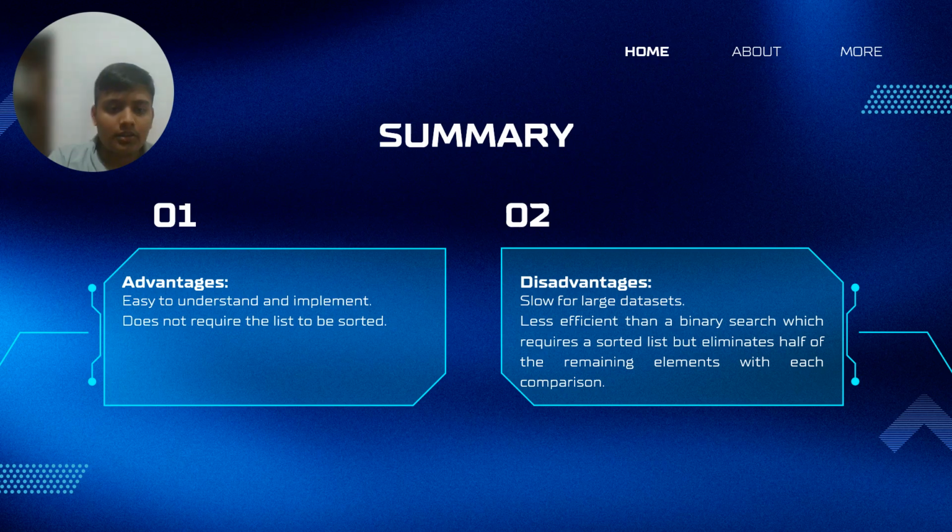Here is a brief summary of sequential search. The advantages are that it is easy to understand and implement. It does not require the list to be sorted, just as we do in arrays. But the disadvantage is that it is slow for large data sets. We have to check one by one, and it is less efficient than binary search.